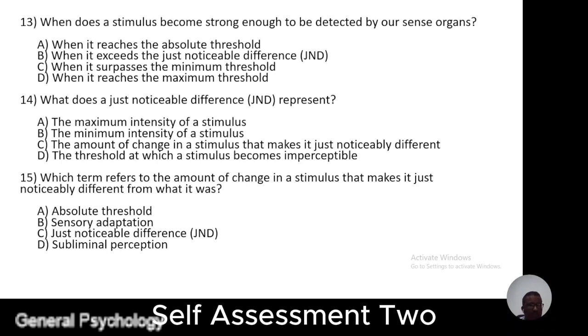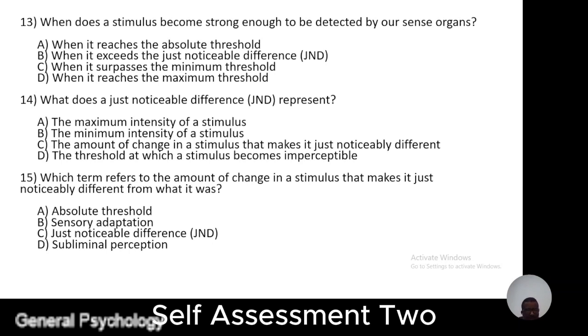Question number 14. What does a just noticeable difference, JND, represent? A, the maximum intensity of a stimulus. B, the minimum intensity of a stimulus. C, the amount of change in a stimulus that makes it just noticeable. D, the threshold at which a stimulus becomes imperceptible.